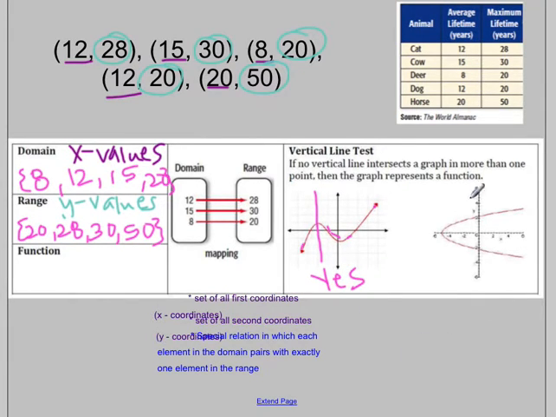The next one, if I do my line, am I only touching one point at a time? No, I'm touching two. So this would say that it is not a function. So this would be a no.